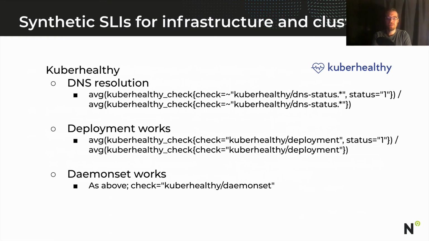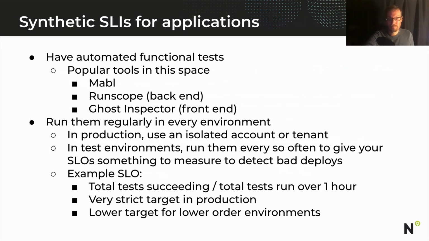So basically, Kubernetes is going to try to resolve a DNS name. It's going to try to do a deployment and then tear it down, try to create a daemon set and tear it down, and it will track whether those are successful. So at least you can know via these synthetics, even if no one's using the environment, that it is in fact up and running. The cluster is in fact usable for what the developers might want to do with it.